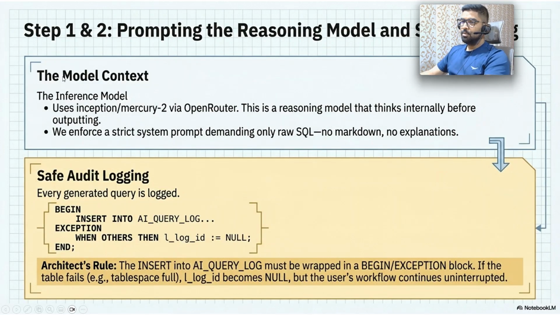Then the model context. You can see the interface over here which we are using, and which model we are using under OpenRouter as of now. Then we have save audit.